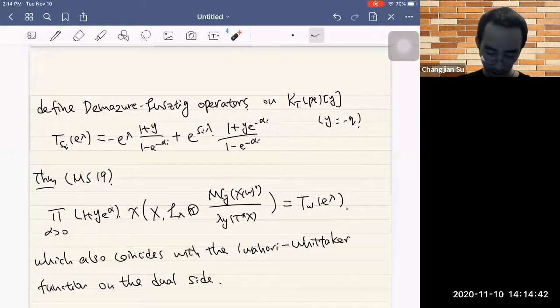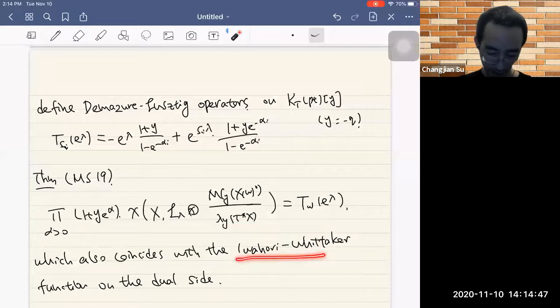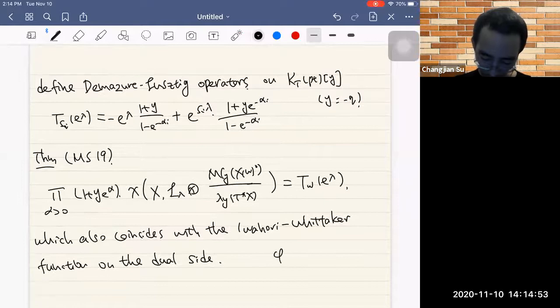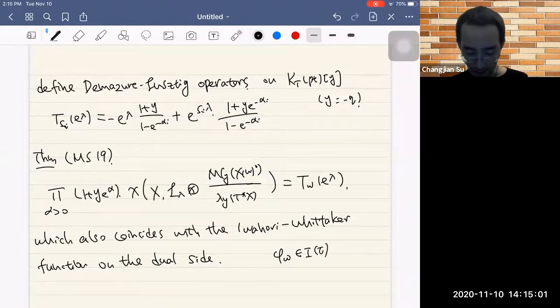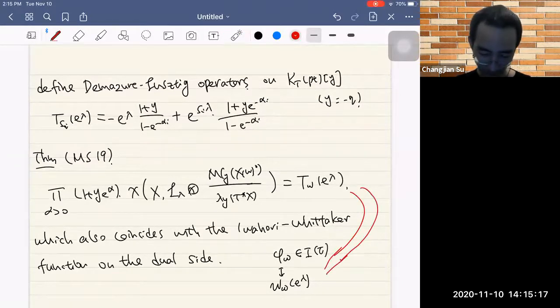And this is exactly your Whittaker functions on the dual side. Recall that on the dual side we have the characteristic functions of a cell, and using this we can define some Whittaker functions. These are equal to each other anyway, and let me not write down the definition.